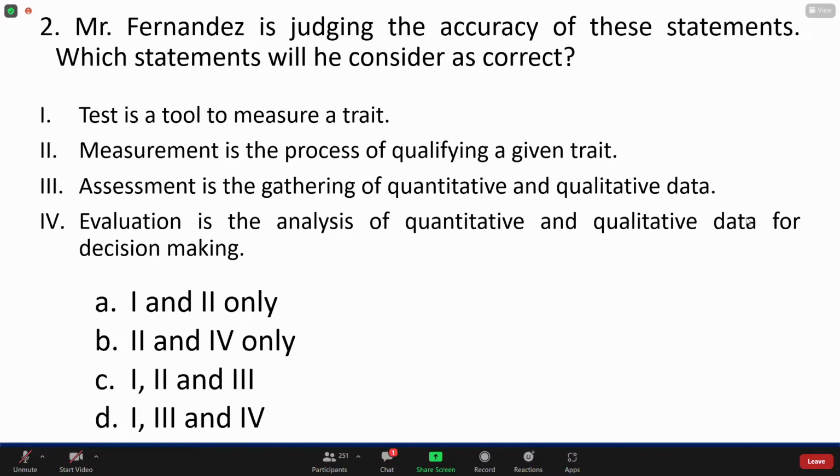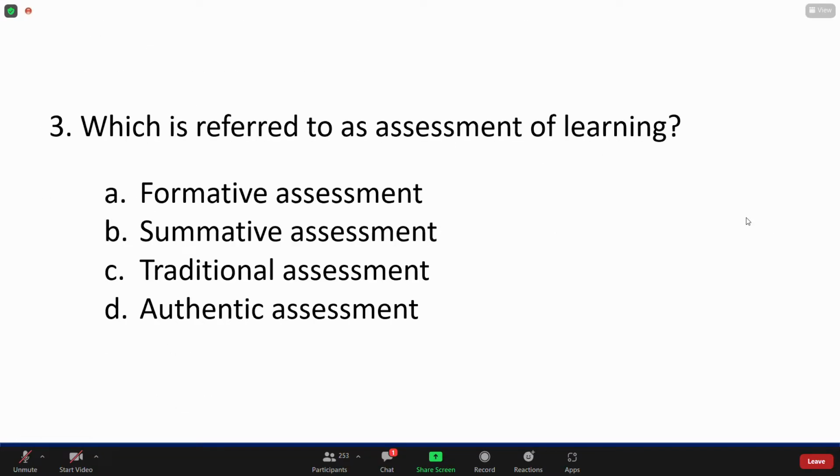Next number 3, which is referred to as assessment of learning. A, formative assessment. B, summative assessment. C, traditional assessment. D, authentic assessment.